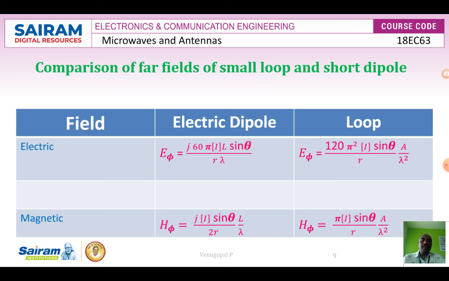But in the small loop, electric field and magnetic field equations are given by E_φ is equal to 120π² into I sin θ by r into (a by λ)², and magnetic field is π into I into sin θ into a divided by r into λ². So these equations distinguish the small loop and the short dipole. Thank you.